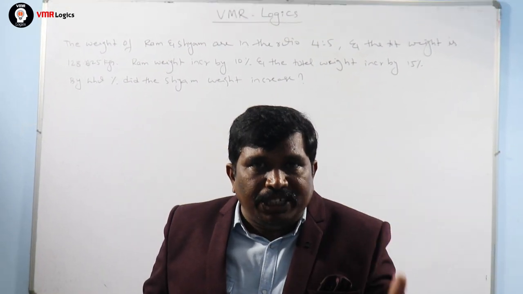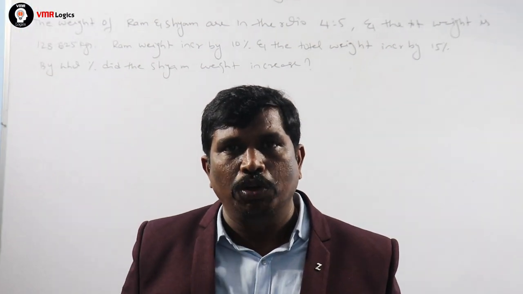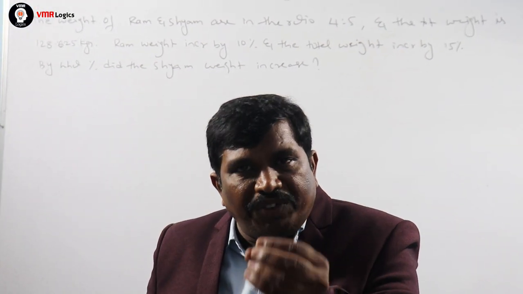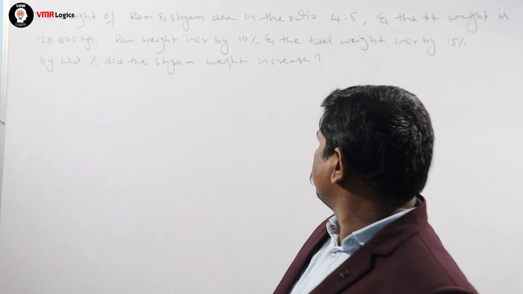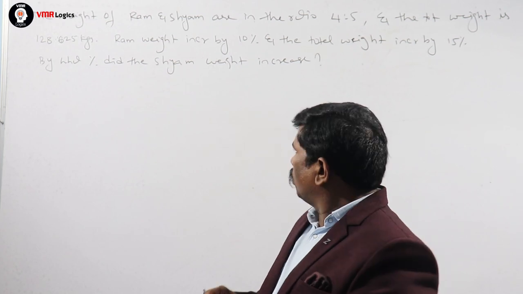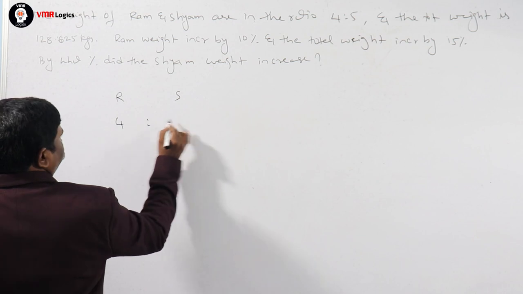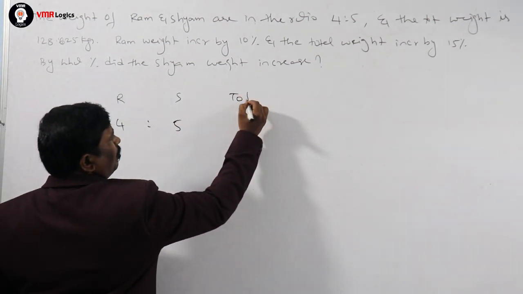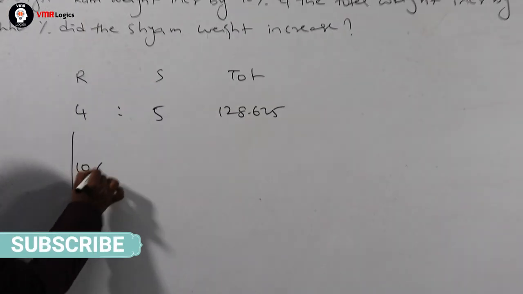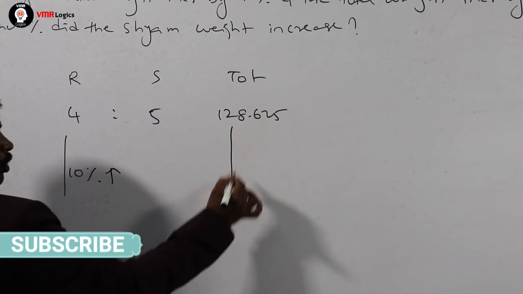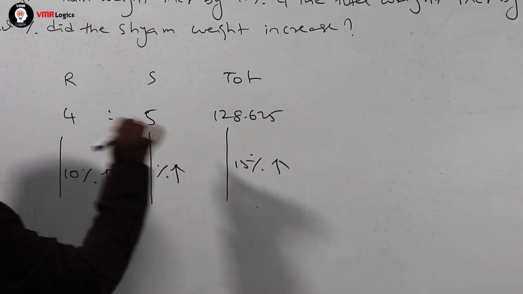Now, Ram weight increased by 10%, guys, and the total weight increased by 15%. The question now: by how much percent did the weight of Shyam increase? Okay, from ratio proportion, guys. Ram and Shyam weights are in the ratio 4:5, and the total weight is given to you as 128.625. Ram weight is increased by 10%, total weight increased by 15%. By how much percent did Shyam weight increase?